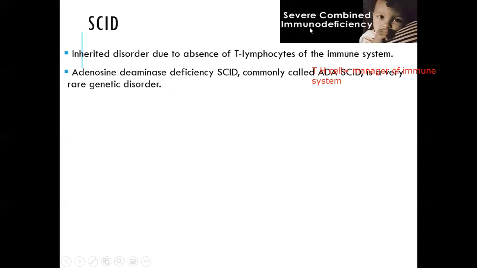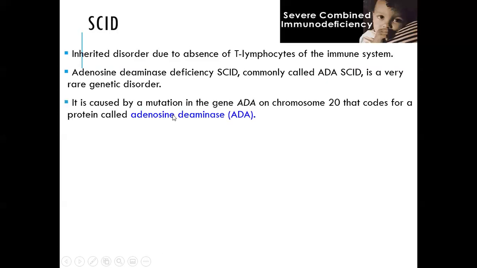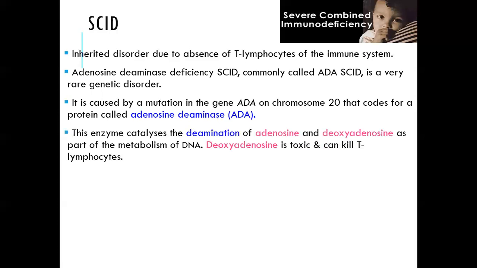Okay. So one of the causes of SCID is adenosine deaminase deficiency. So this kind of SCID is called ADA SCID because it lacks this particular enzyme. Okay, so what does this enzyme do? This enzyme catalyzes the deamination of two components in the cell, which are adenosine and deoxyadenosine. So it will catalyze deamination, meaning removal of amine, NH2, from these two components.